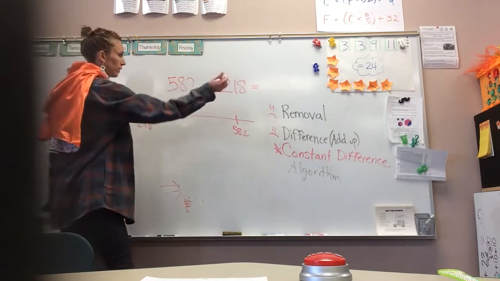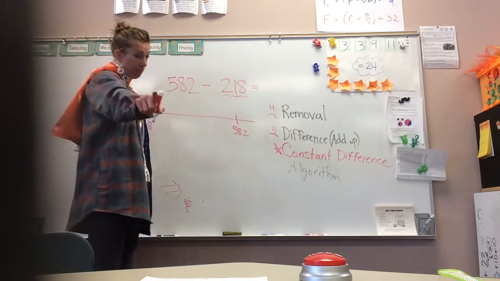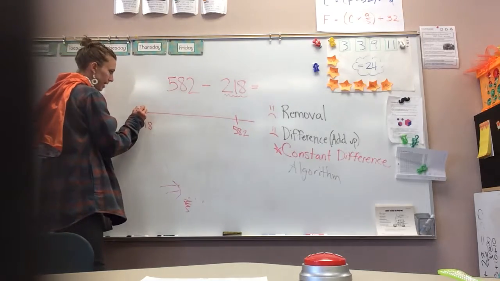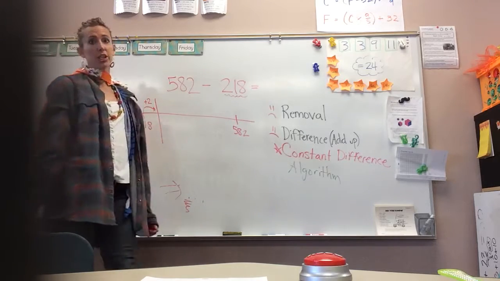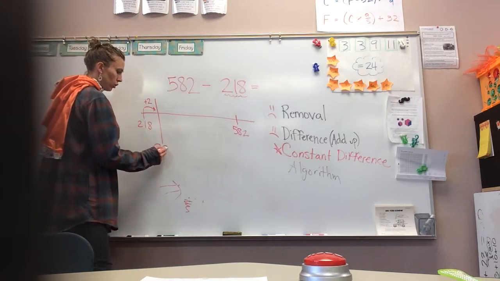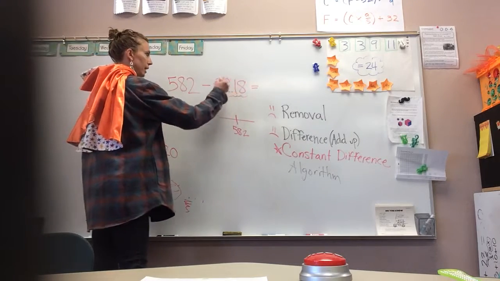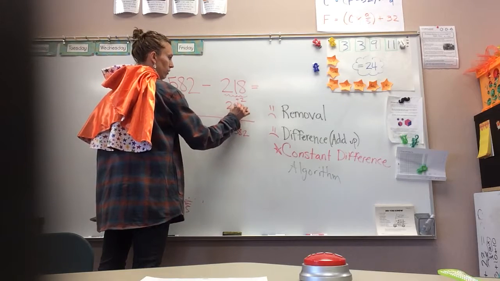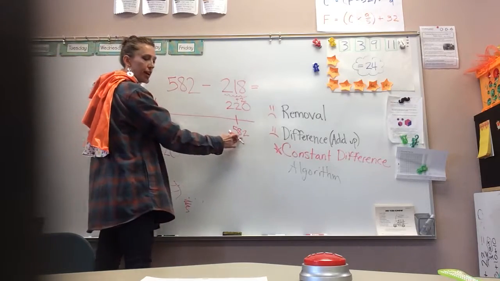All right, here we go. This number here, I want to make it into something friendly. And oh, it is so close to a friendly. It's like, I could just jump 2 and I'd be at something that's friendlier than 218. Do you know what number it is? 220. Ooh, that's a good one. So we've taken 218. We've added 2 to it to make it into a friendly number, 220.